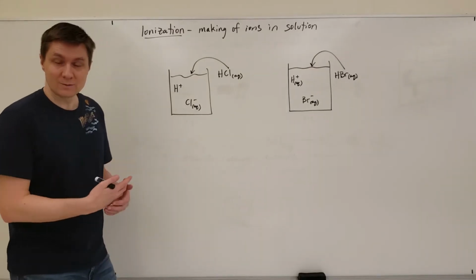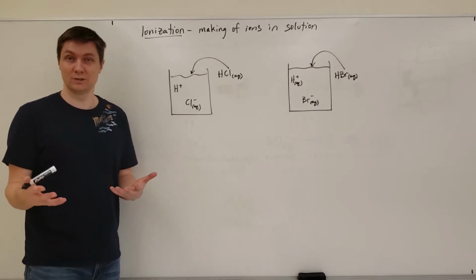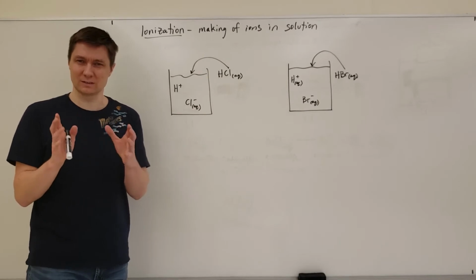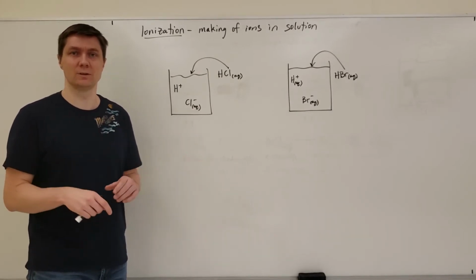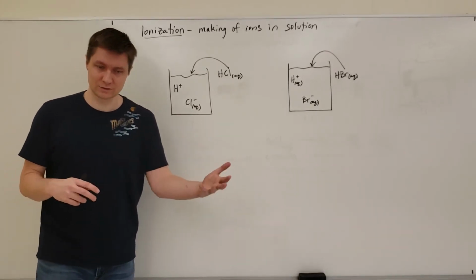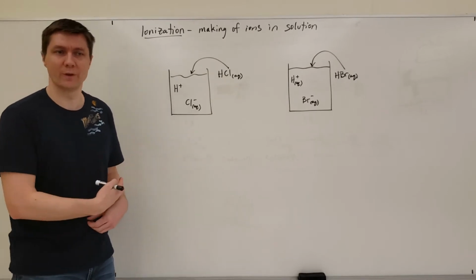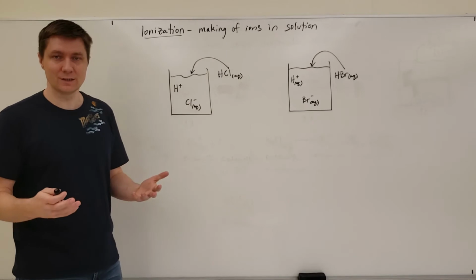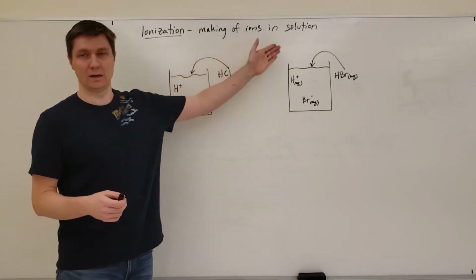Now that we've got a grasp on dissociation and dissociation equations, there's another term that is very similar to it, but there is a slight difference, and we need to know what the difference between them is, and what substances dissociate and what substances do this other thing. And so this term is called ionization. And ionization is the making of ions in solution.